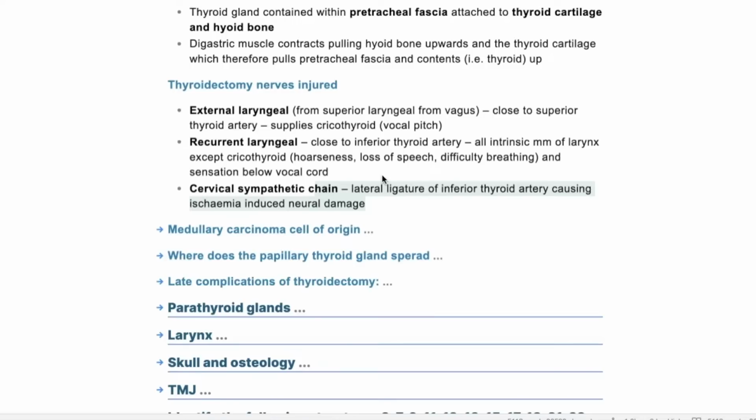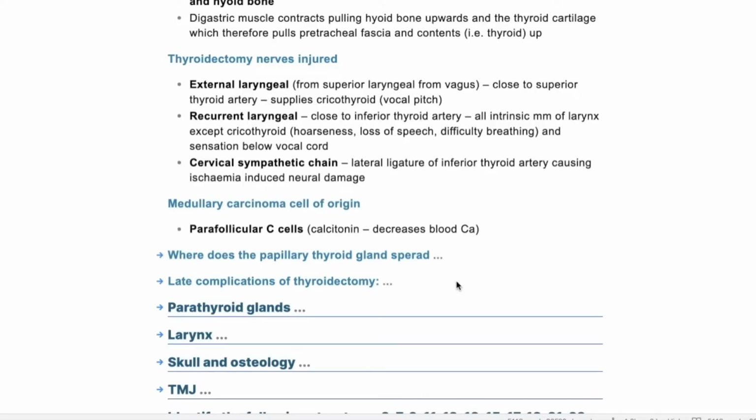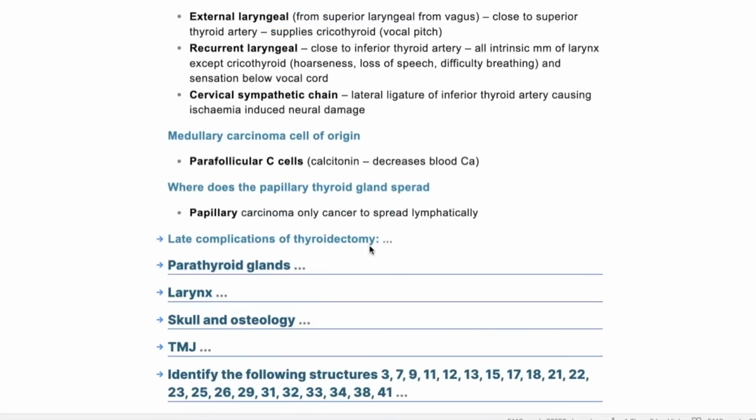Exactly. Can you tell me the cell of origin of medullary carcinoma? Yes, the parafollicular C cells. Okay, well done. And what does it secrete? They secrete calcitonin for the calcium homeostasis. Well done. And where does papillary thyroid cancer spread? They spread to the lymphatics. So mainly lymphatic. Okay.